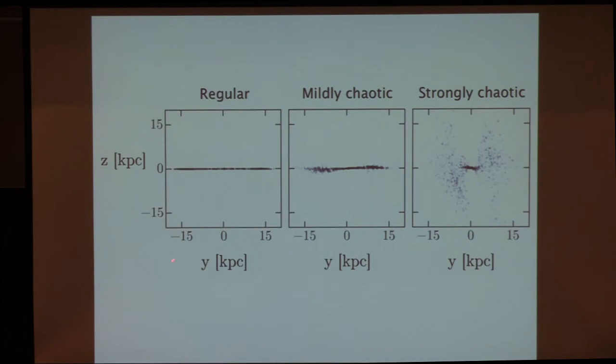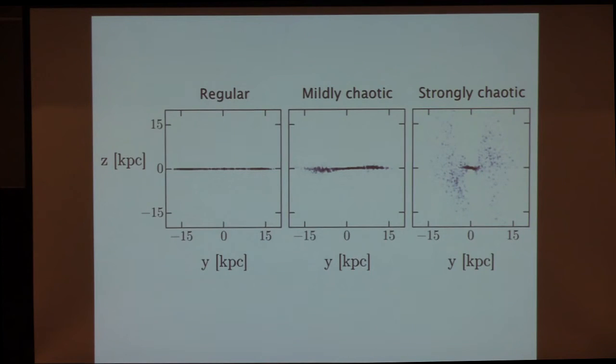This is what you actually see for the regular orbit, and just an XY projection. You see that the stream is perfectly thin after, I think we integrated for 30 or 40 orbits. For the mildly chaotic orbit, you see the stream is thin close to the center, but you see a small hint of stream fanning towards the end. And for the strongly chaotic orbit, you see a large hint of stream fanning.